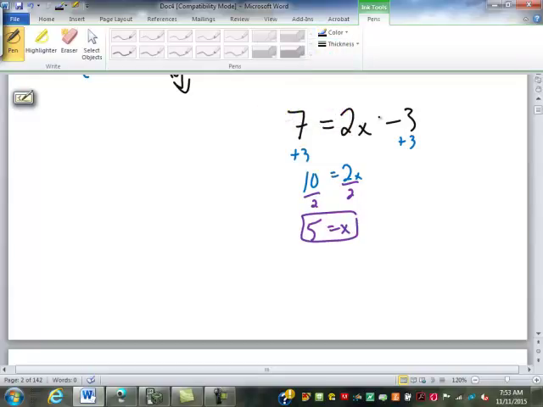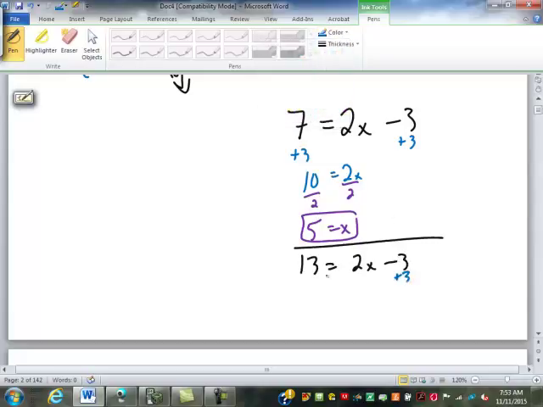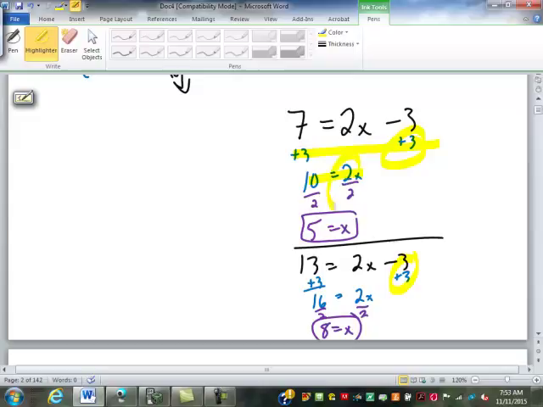But very closely related to that, we might have 13 equals 2x minus 3. We would solve that by adding 3. 16 = 2x, and dividing by 2. 8 = x. You'll notice here the steps to solving this were exactly the same. Add 3, divide by 2. No matter what number we put up here, the steps will always be the same.